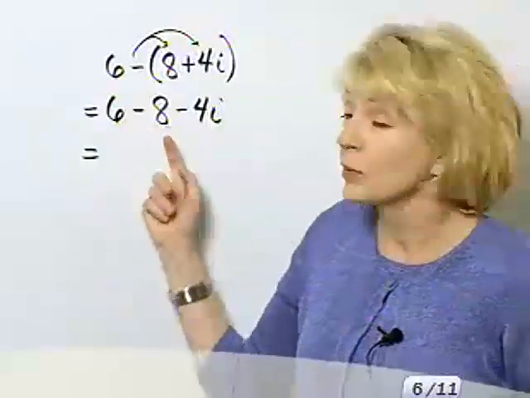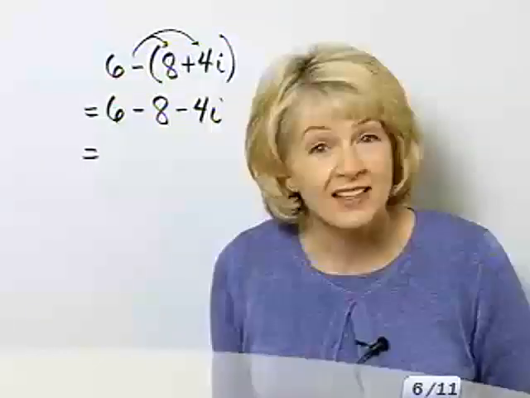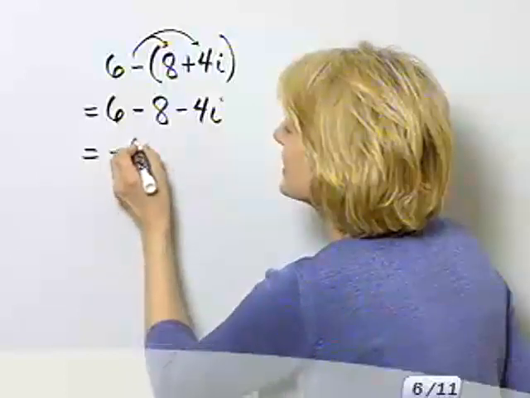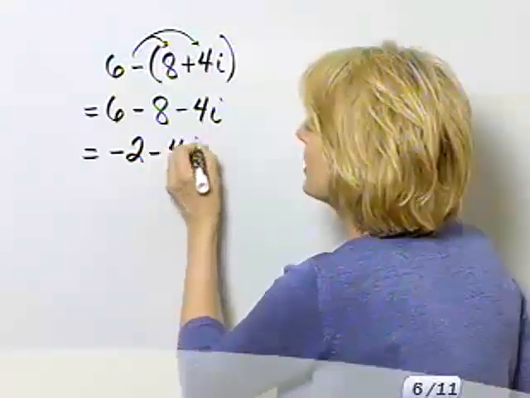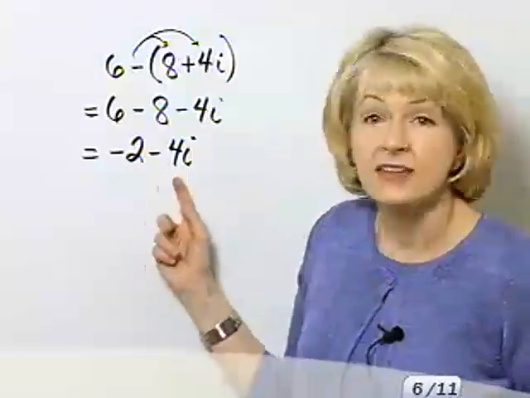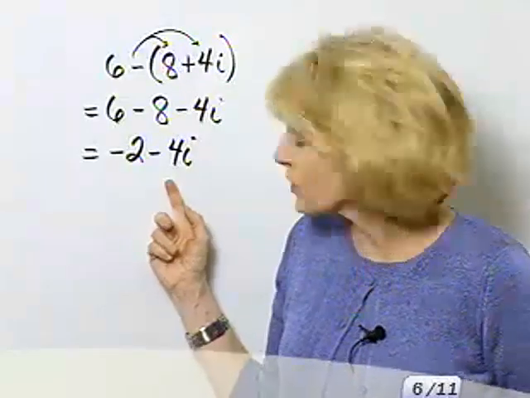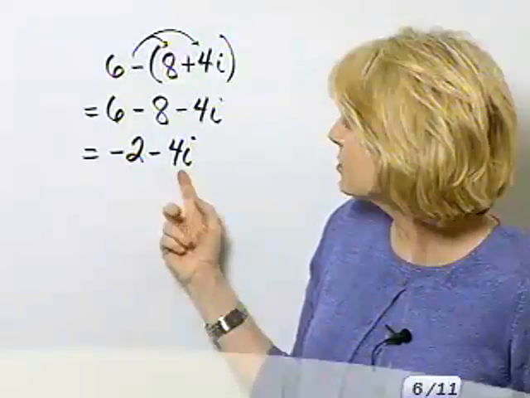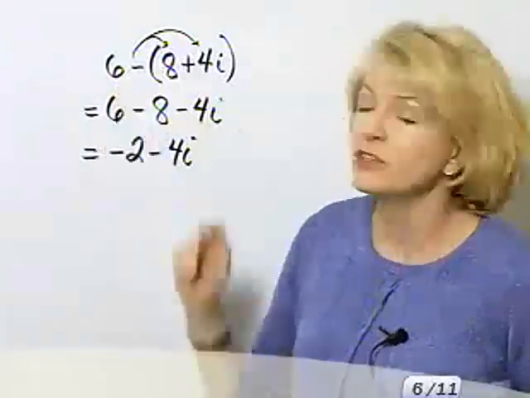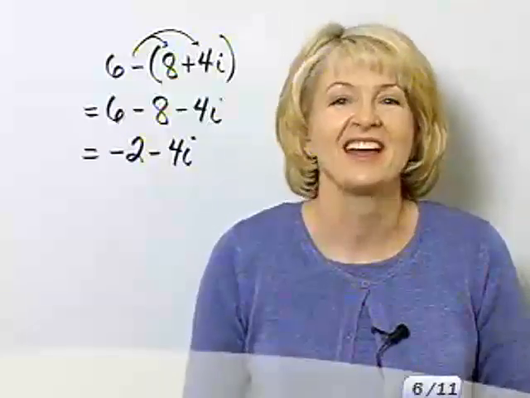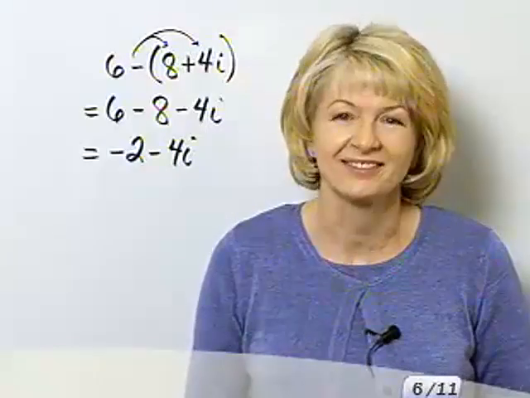Well, these are what I'll call like terms. 6 minus 8 is negative 2, and then minus 4i. And then notice I can go no further. I cannot combine these two. So I subtracted two complex numbers. I have a complex number.